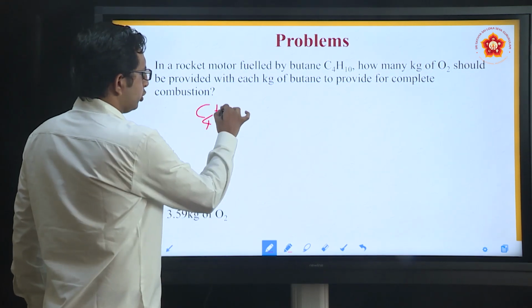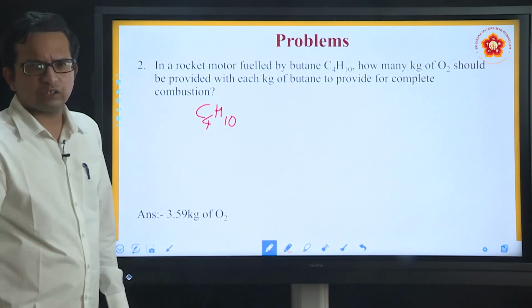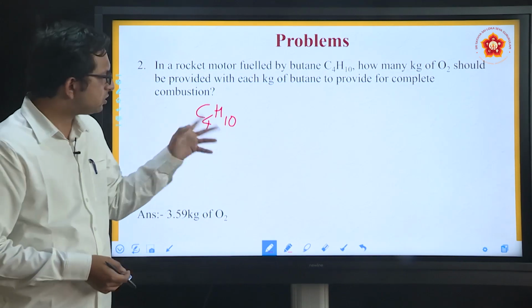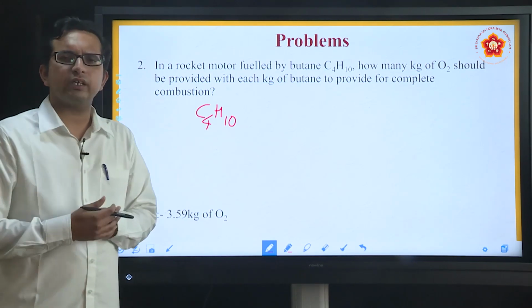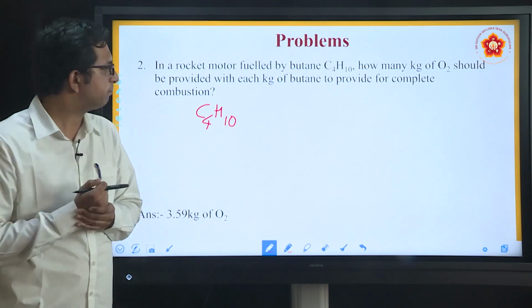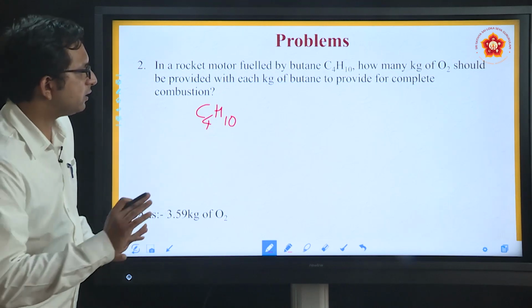C4H10. I am sure at your 10th level in the carbon and compounds chapter, you must have come across alkanes, alkenes, alkynes and all, and 'but' indicates 4. So this is the formula of butane. More deeper study into this will be done in the organic chemistry chapters in this part. Now what they have asked is fueled by butane. So butane is readily there.